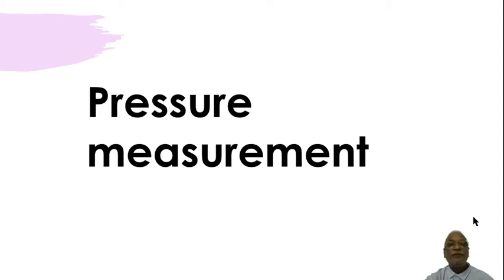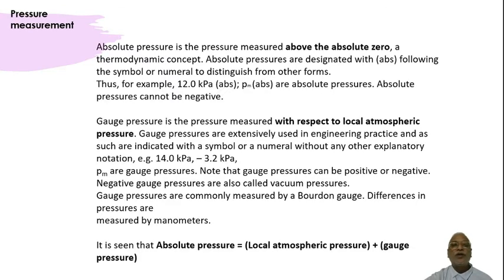Hello everyone. In this session we'll discuss pressure, then pressure head, and then afterwards pressure measurements. We'll quickly revise what is absolute pressure and gauge pressure. You know that absolute pressure is the pressure measured above the absolute zero. Absolute zero is nothing but absolute vacuum.